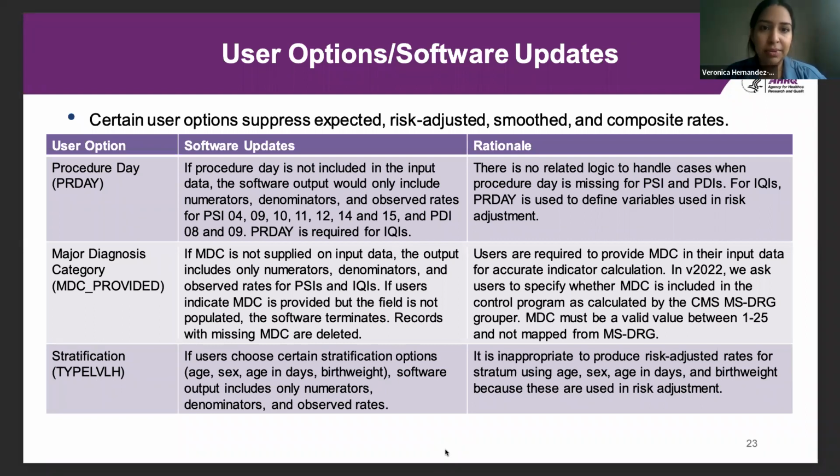And the last example we have on this slide, which also continues to be available in version 2022, is the suppression of rates when certain strata are selected. So if users choose certain stratification options, such as age, the software will only output numerators, denominators, and observed rates because age is typically a risk factor in our models. And next slide, please.